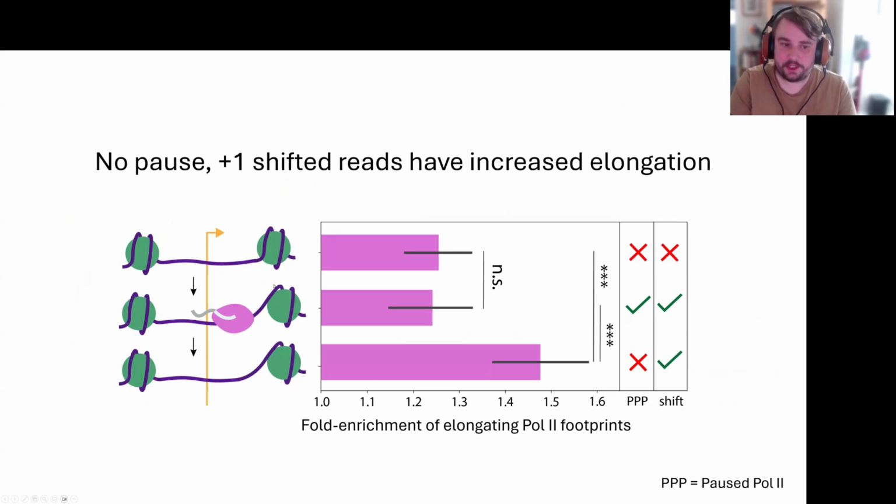So in the unshifted, unpaused state and the paused state, we don't observe very many elongating Pol II footprints. But when we specifically look at the state where there's no pause observed, but where the nucleosomes look like there's a pause happening, then you see a lot of elongating Pol II footprints.